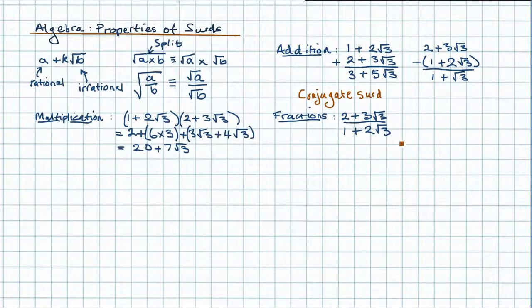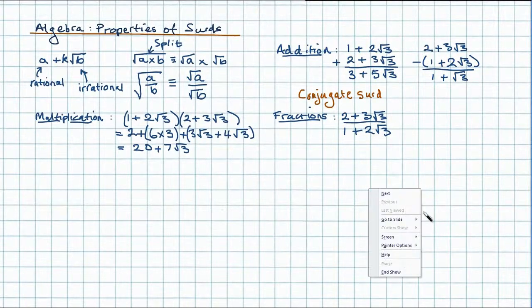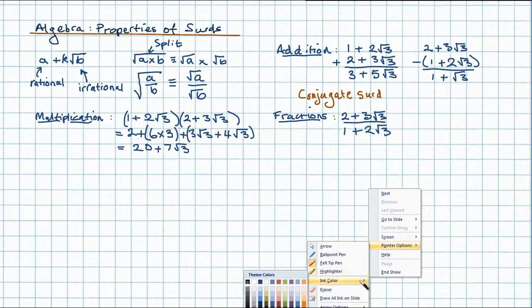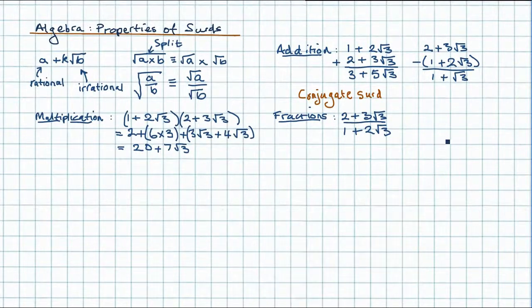Now, the conjugate surd of 1 plus 2 root 3 turns out to be very, very simple. Nothing complicated about finding the conjugate. It turns out to be 1 minus 2 root 3. So to find the conjugate of a square root type surd, we simply change the sign here. So we've now got 1 minus 2 root 3.